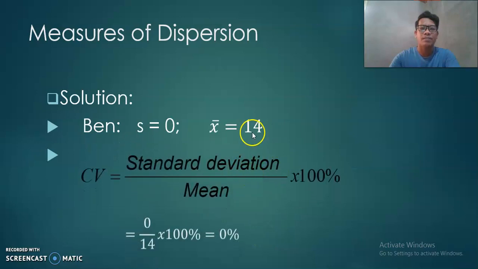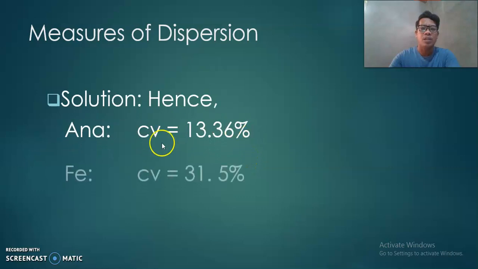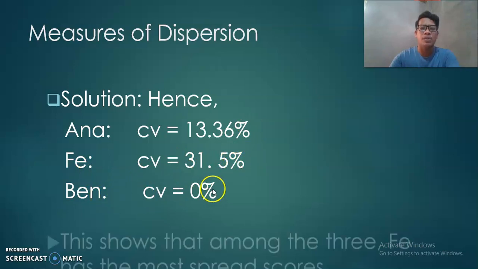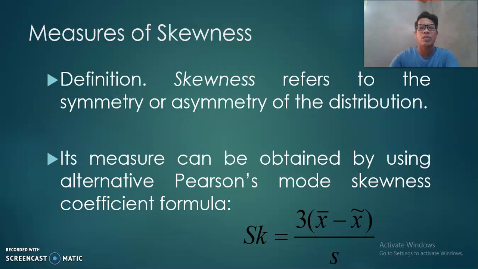For Ben, the coefficient of variation is 0% since all the scores are the same. So now we try to compare the calculated coefficients of variation. For Anna, 13.36%. For Fe, 31.5%. For Ben, we have 0%. Then we can now conclude that among the three, Fe has the most spread scores since he has the highest coefficient of variation. On the other hand, Ben is the most consistent one because he has the lowest coefficient of variation.